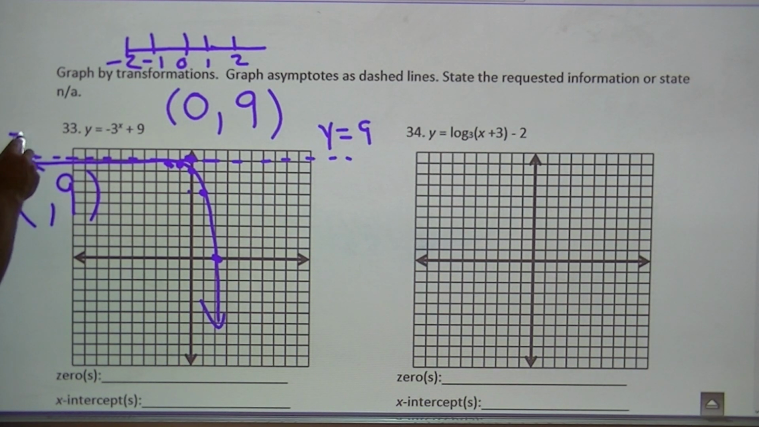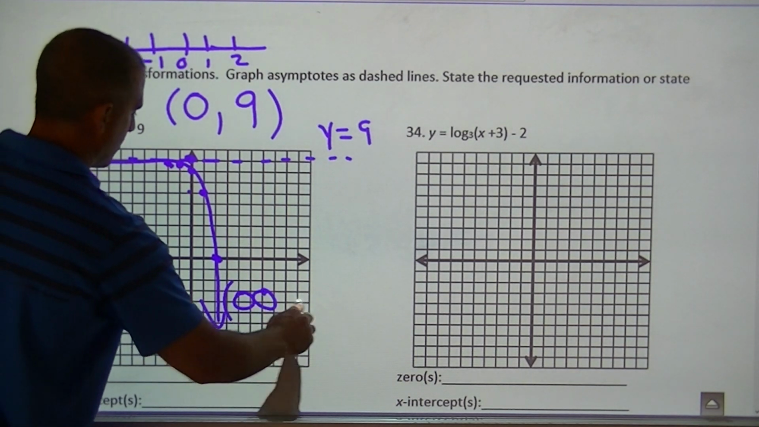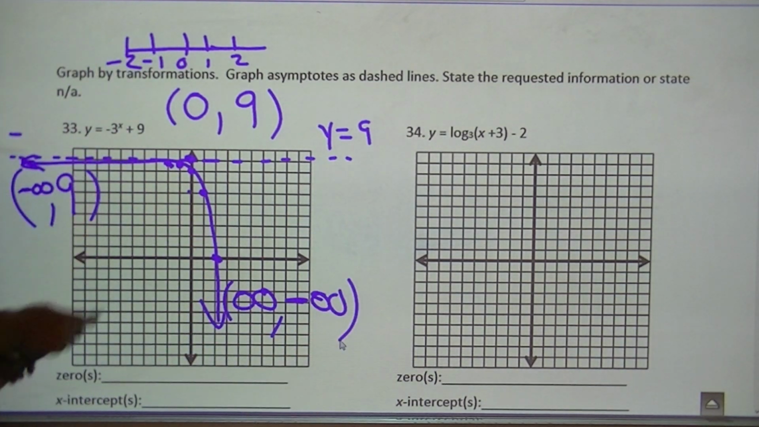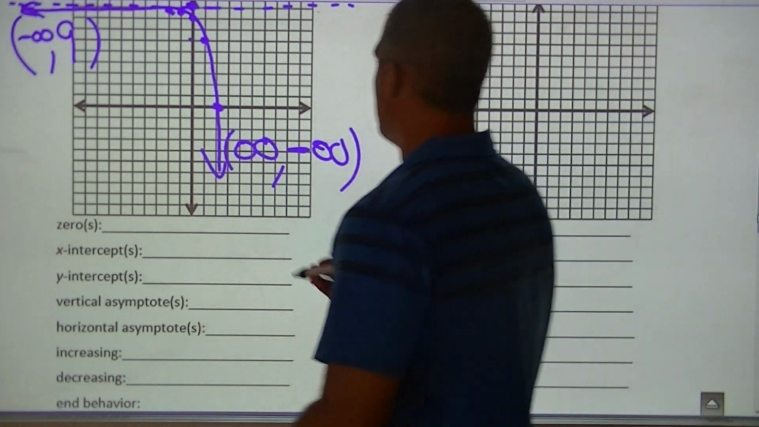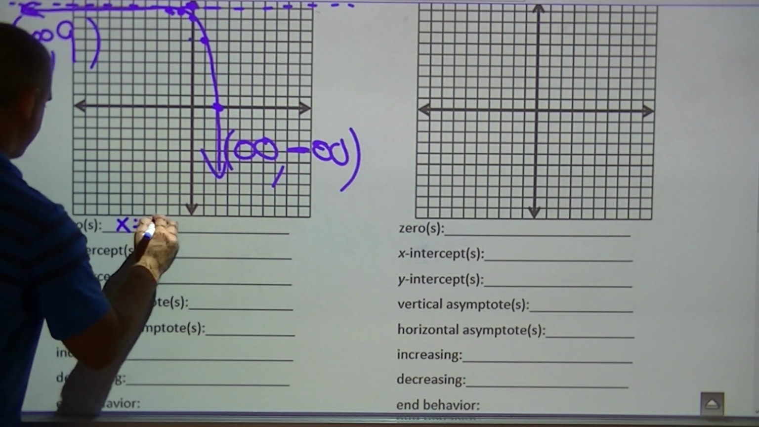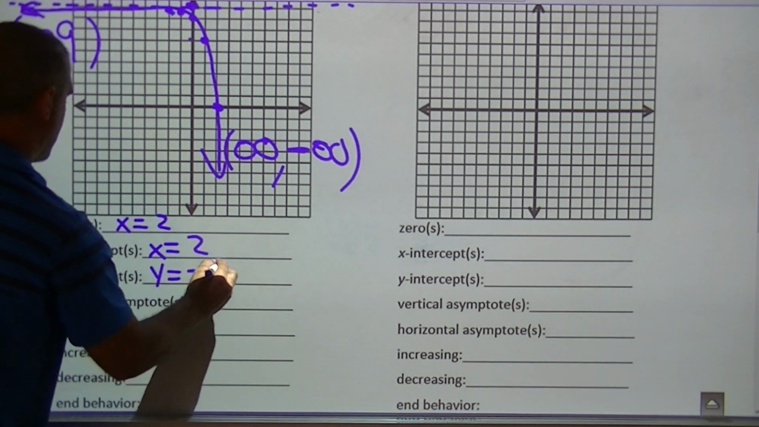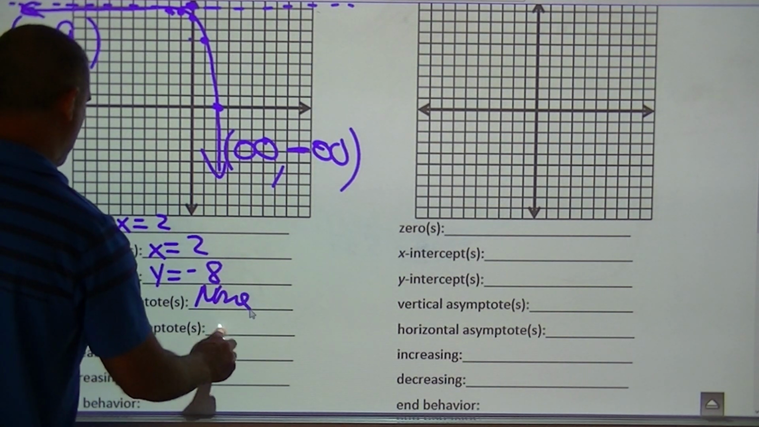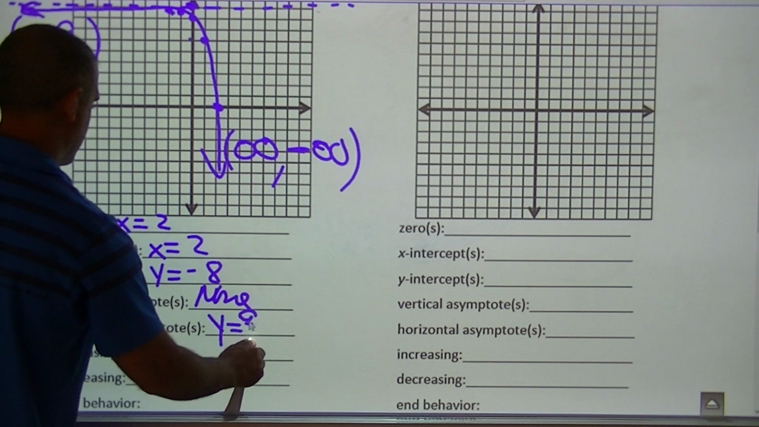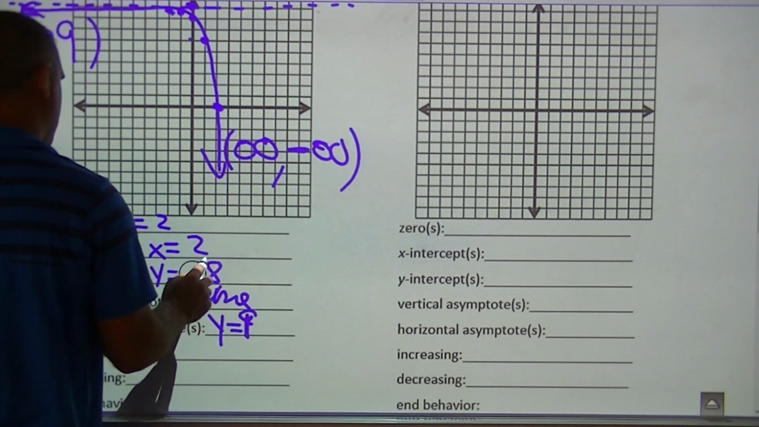Now, this will still be a left arrow at negative infinity. This will still be a right arrow where it's going down at negative. But one of these arrows is going to have that asymptote in it. Okay? So let's see if we can find some of this stuff here. Okay? So my zeros, x equals 2. Same thing here. My y-intercept was y equals negative 8. My vertical asymptote, I didn't have one. My horizontal asymptote was y equals 9. Oh, my y-intercept was positive 8, I'm sorry.